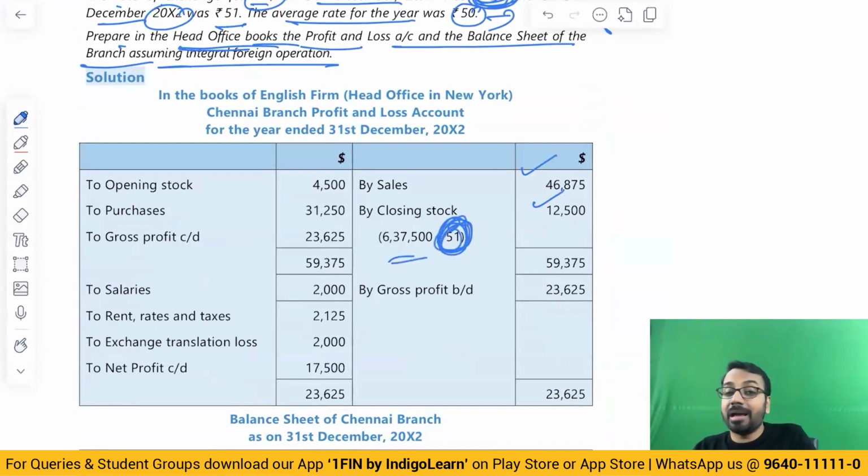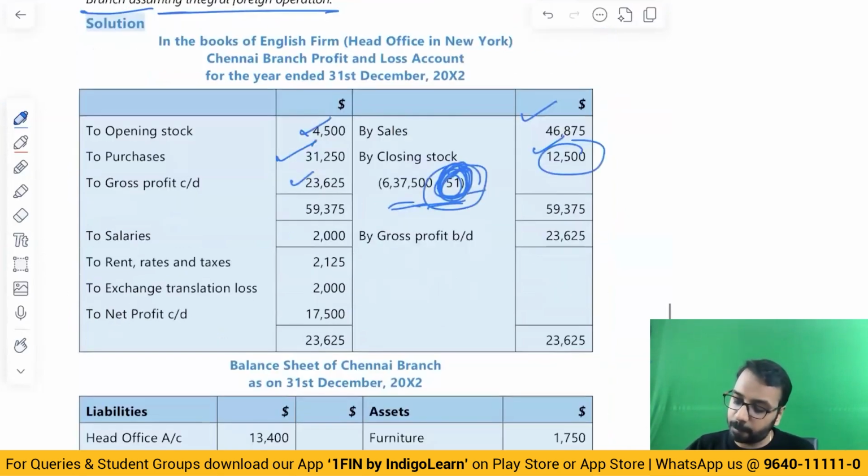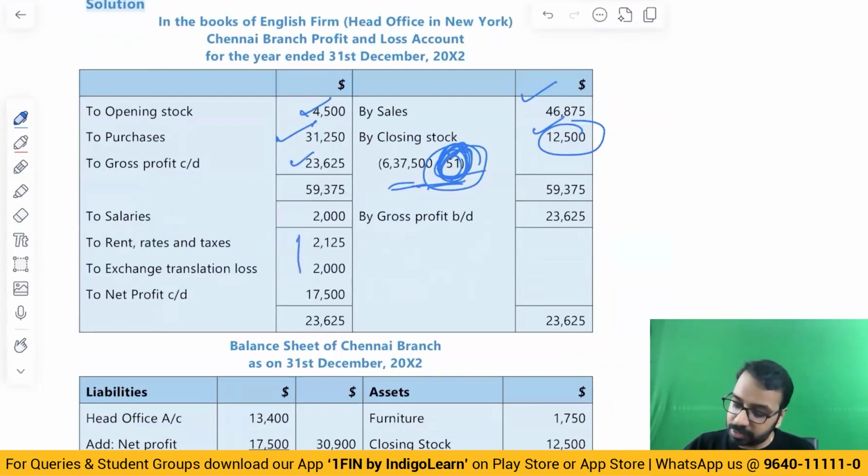Sir, can it not be average cost basis? We do not know, because if you see the average cost, transactions and all of that, you have opening stock, you have direct transactions during the period. So assume it is valued on this date, you are taking that particular rate. Opening stock, purchases, gross profit, then all these expenses, including exchange translation loss, you will get the profit of 17,500.